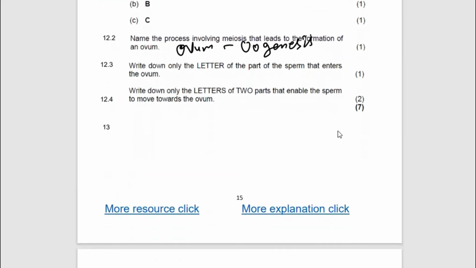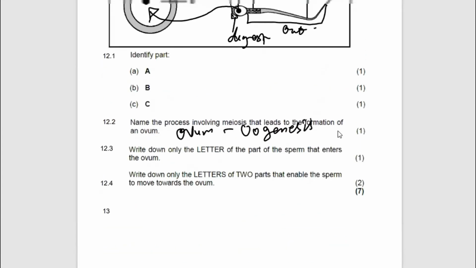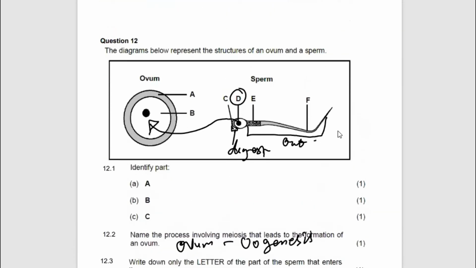Then they're saying, write down only the letters of the parts that enable the sperm to move towards the ovum. So if you look at what provides energy, we shall see that the middle piece and the flagellum or the tail are the ones which are used. The middle piece will provide mitochondria, and mitochondria is responsible for energy. And then this one will provide propulsion force, the forward force, so that now the sperm can move forward.